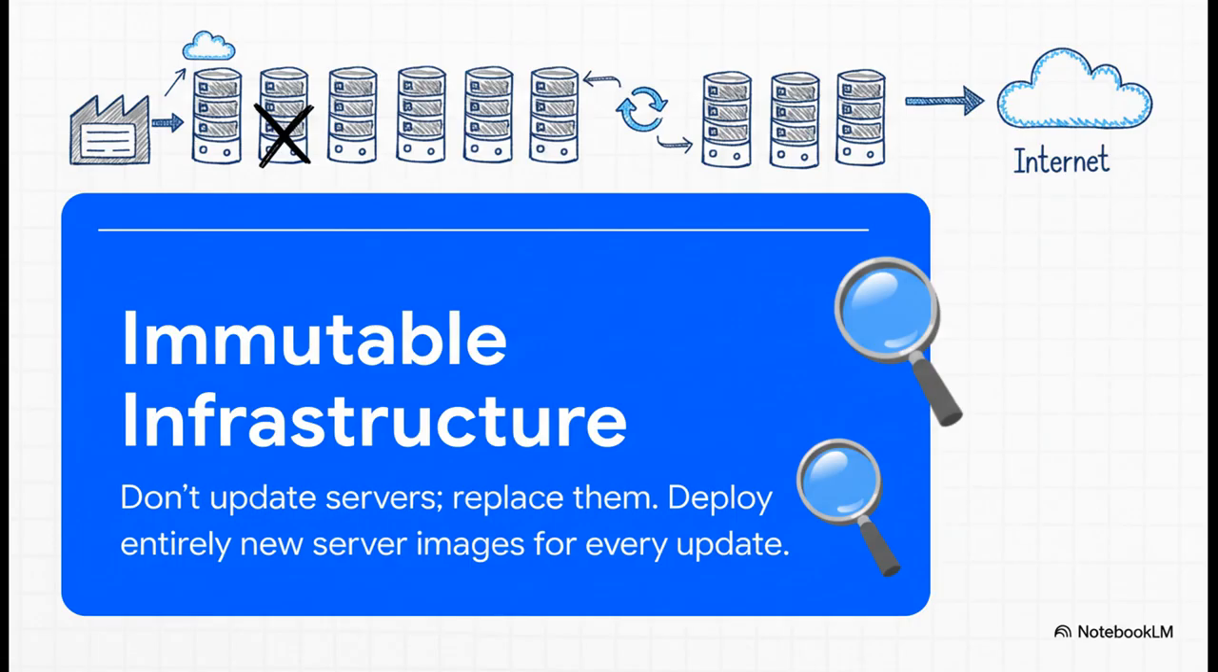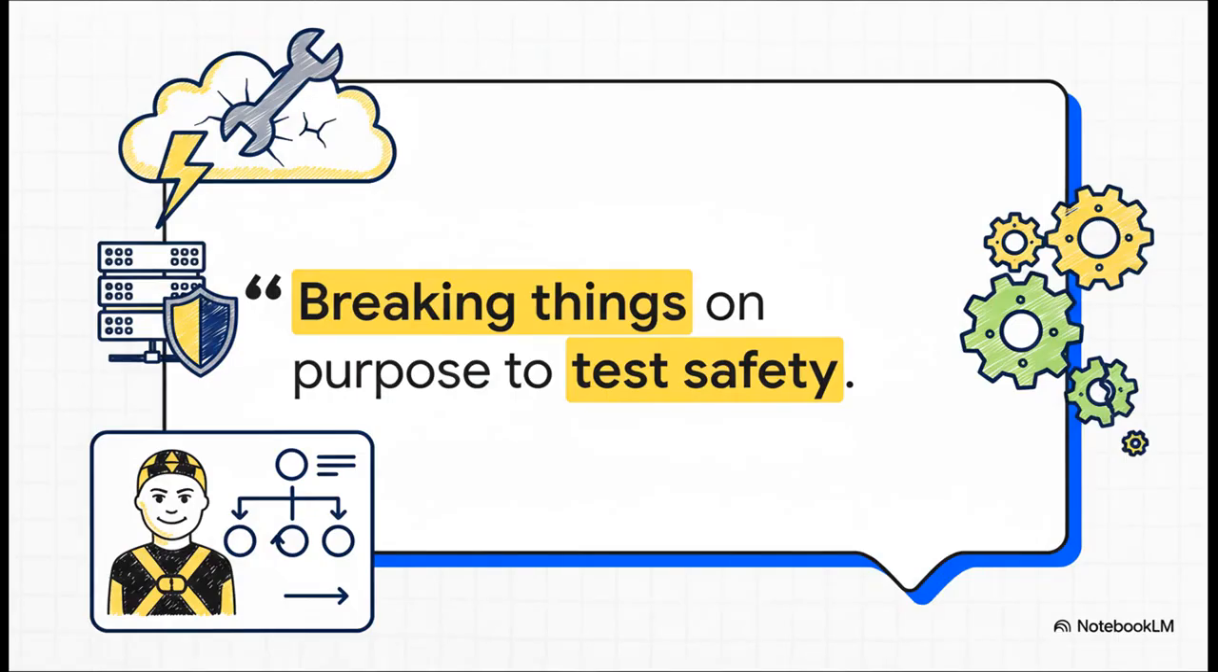Instead, you treat your servers like cattle, not pets. They're disposable. For any update, you destroy the old ones and you just replace them with brand new ones built from a perfect template. Okay, so how do you get confident that your self-healing automated system actually works? Well, you adopt this seemingly insane philosophy. You try to break it, intentionally, in production.